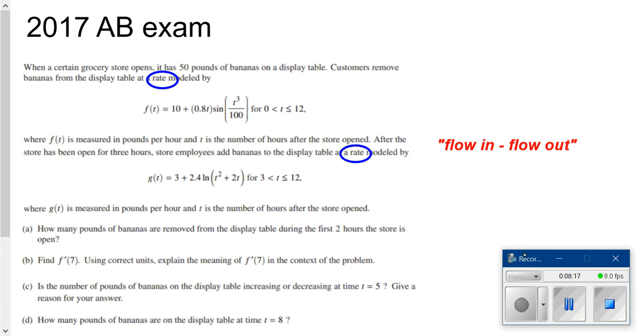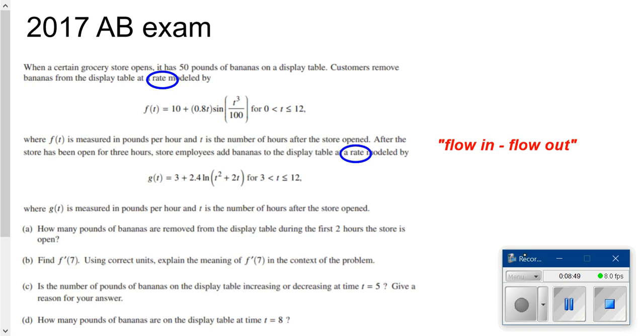All right. So when a certain grocery store opens, it has 50 pounds of bananas on a display table. Customers remove bananas from the display table at a rate modeled by blah, blah, blah. This was a calculator active question. Even without my knowing that to tell you, I hope that when you look at that, you say, oh yeah, this must be a calculator active question, because that's a disgusting function. So customers are removing bananas from the table at a rate. Notice I already circled the word rate. That is because they did not use a prime here.